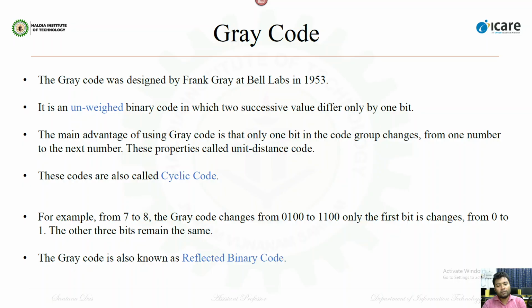Now, the main advantage of using gray code is that only one bit in the code group changes from one number to the next number. What does that mean? Let's take an example, from 7 to 8. If the code is changed, then you can see in the binary form, this is only changing one bit. The 100 is the same here, but this 0 is changing from 0 to 1. So only a single bit is changed from 0 to 1 and the remaining bits are the same. This is also called the unit distance code based on this property.